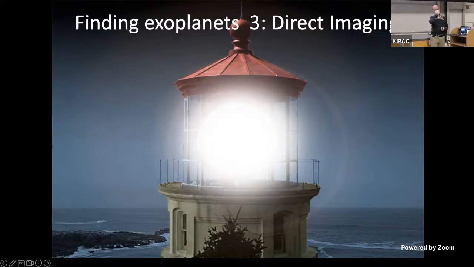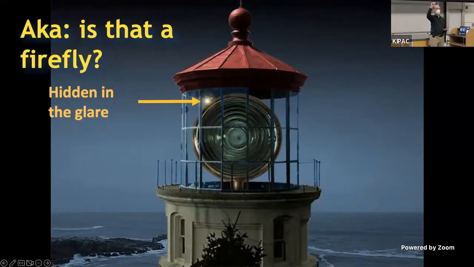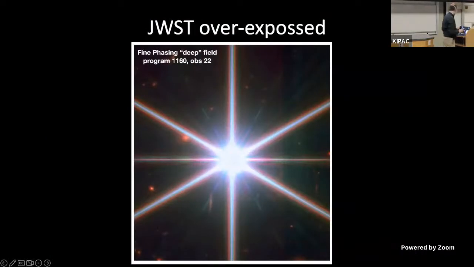The problem is planets are really faint. Stars are really, really, really bright. It's like you're looking at a lighthouse and you're trying to see a firefly next to it. Jupiter in our solar system is about 1 billion times fainter than the sun. Really hard to see when it's right next to the sun. You could imagine pointing Webb at a really bright star, which they did, and overexposing it to see if you see any planets, which they didn't do because they knew they wouldn't.